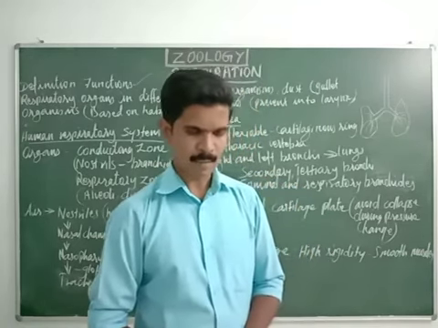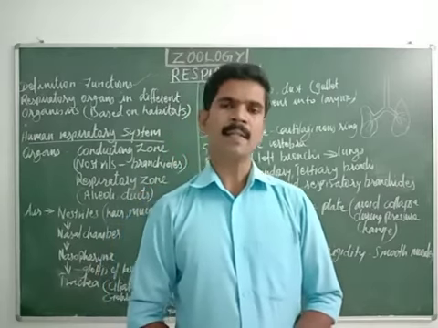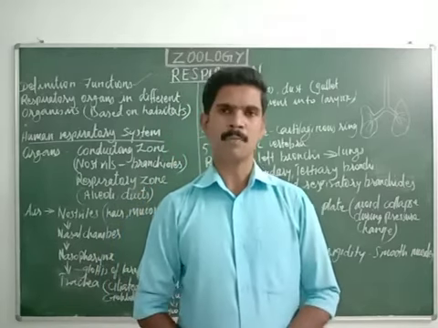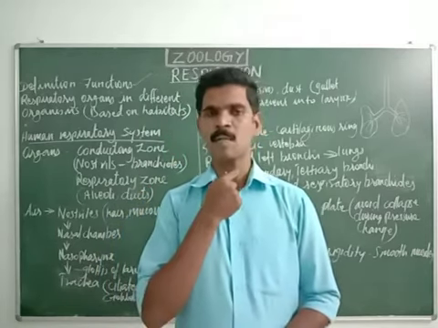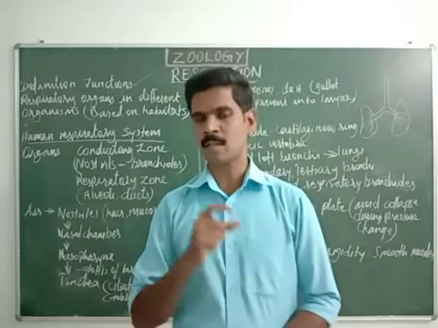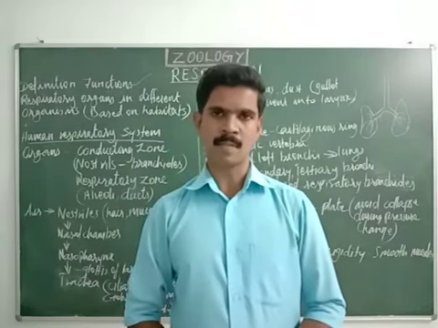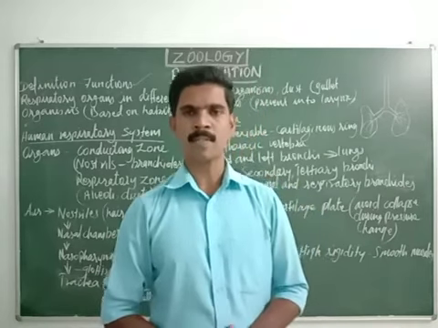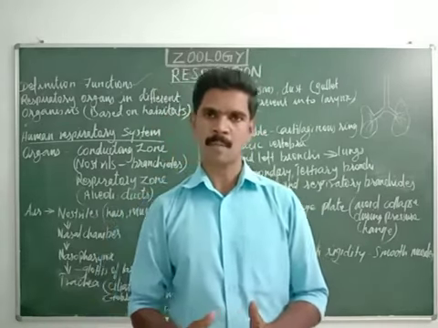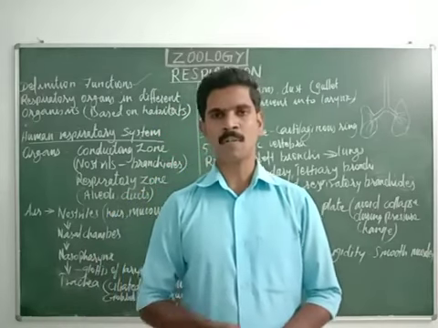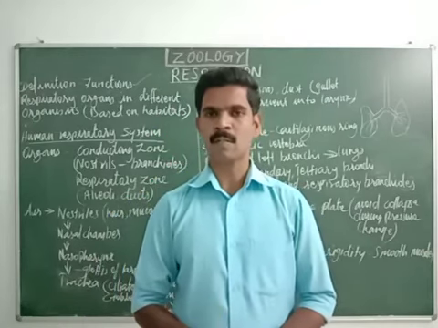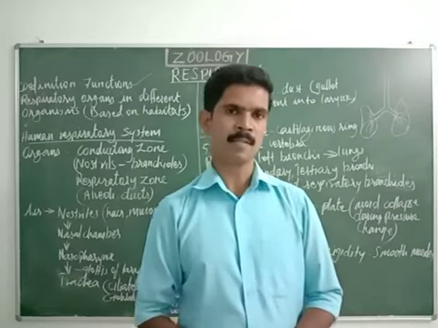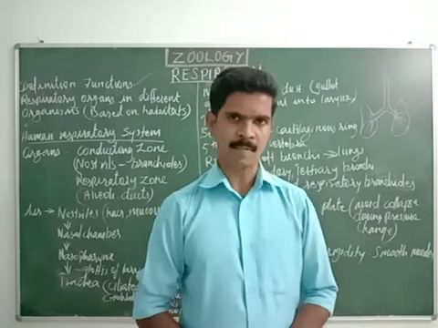Then the fourth function is maintaining the vocal cord for normal communication. The vocal cord is an organ, otherwise called the voice box. This organ also comes under our respiratory system, and it is very important for normal communication. So this is the fourth function of our respiratory system.